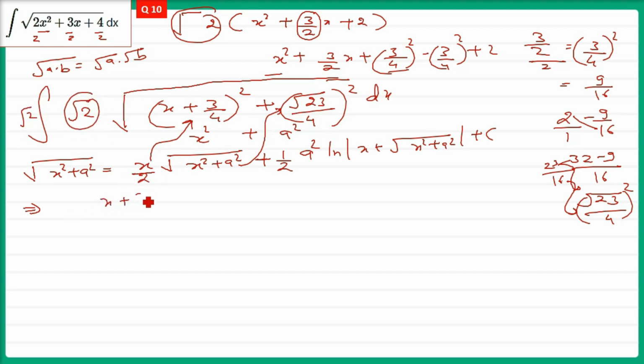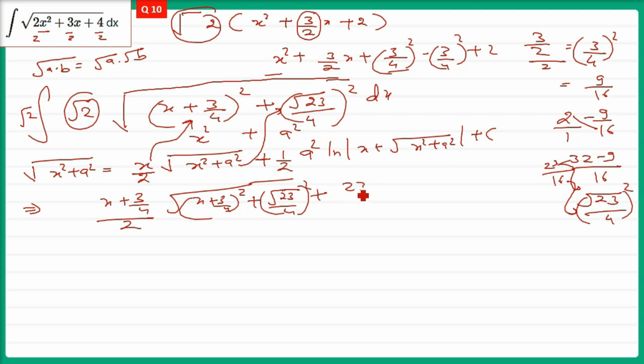So this is x plus 3 by 4 divided by 2 under root x plus 3 by 4 whole square plus root 23 by 4 whole square. I'm just keeping it like this because when you multiply it by under root 2, it will come as the same thing from where we started. Now a square is 23 by 16, so 16 into 2 is 32; 2 was already there in the denominator. Then ln modulus of x plus 3 by 4 plus under root x plus 3 by 4 whole square plus root 23 by 4 whole square.